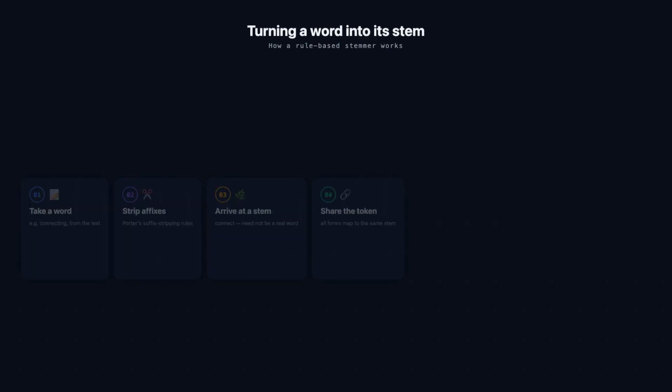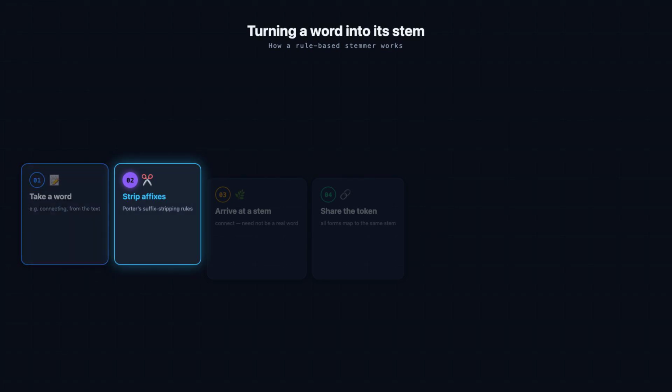So how does a stemmer actually turn a word into its root? Follow one word through the steps. First, you take a single word straight from the text, something like connecting. No dictionary lookup and no grammar analysis yet. The stemmer is about to work purely on the letters in front of it, which is exactly what makes it so quick and so simple to run at scale.